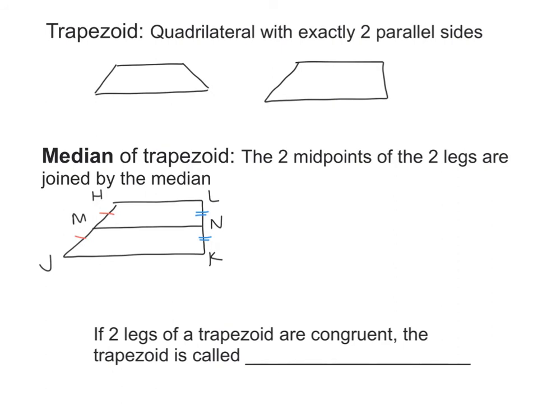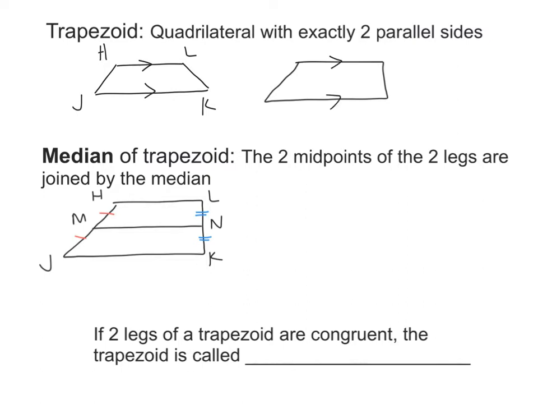This is 4.4, trapezoids. A trapezoid is a quadrilateral with exactly two parallel sides. So if I label my trapezoid here as J, H, L, K, we know that HL and JK are the bases. These are my two parallel sides.